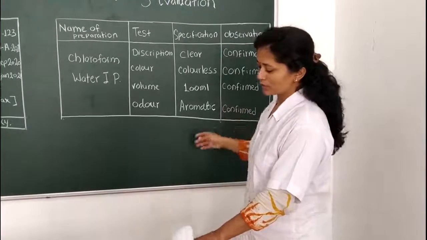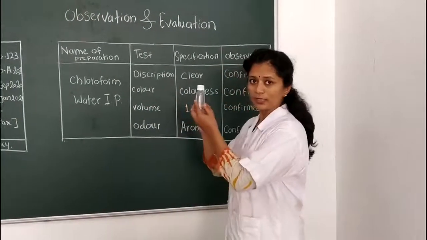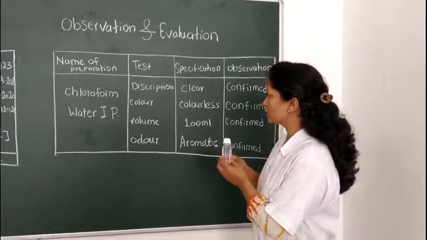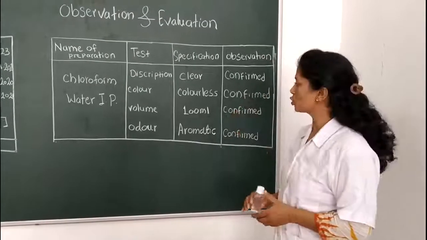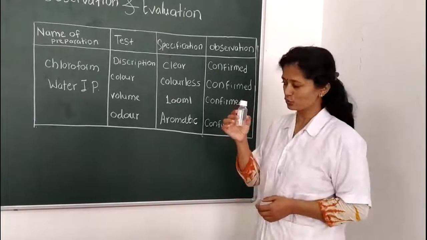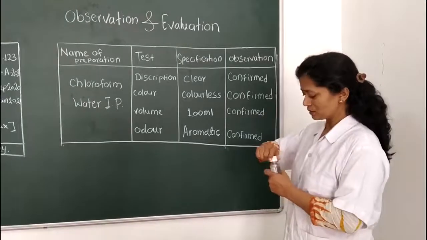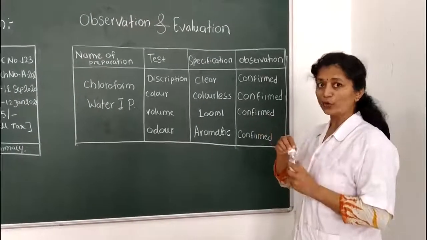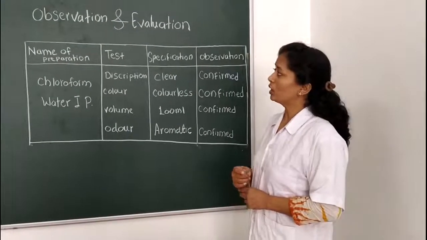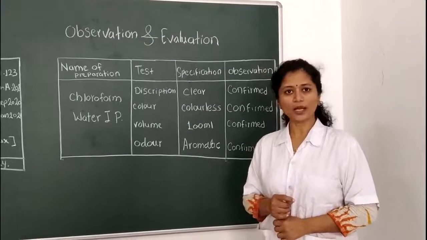In this manner, this is our chloroform solution. Description of it is clear. This one is a clear solution, so our observation is confirmed. Then color is colorless. This one is a colorless solution. Observation is confirmed also. Then volume, we have to prepare 100 ml of solution. Then observation also is confirmed. Odor, it has an aromatic odor, and our observation is also confirmed. In this way, we have completed our observation and evaluation of chloroform water IP.